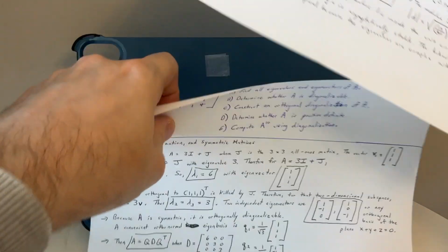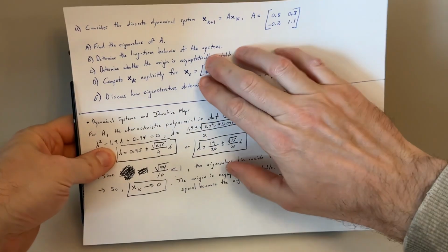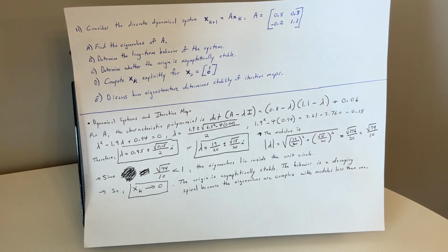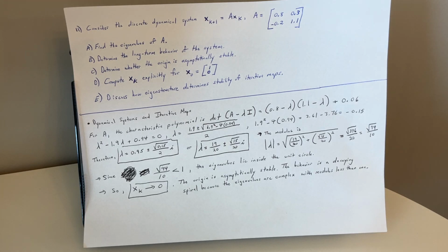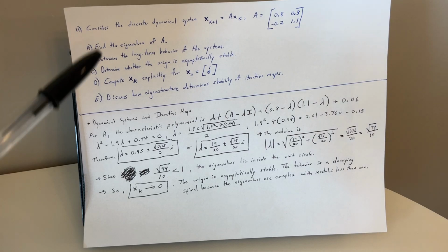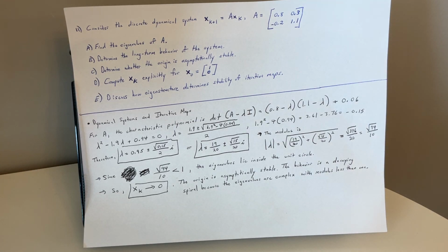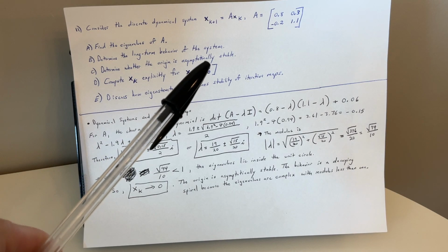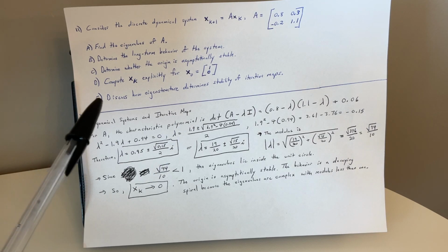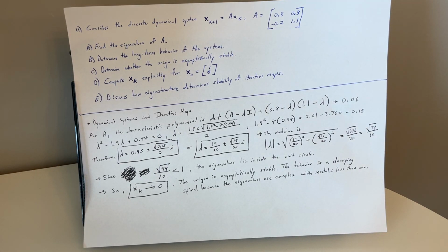Number 11. Okay, consider the discrete dynamical system x sub k plus 1 equals A x sub k, and our A is this matrix here, row 0.8, 0.3, row -0.2, 1.1. Find the eigenvalues of A, determine the long-term behavior of the system, determine whether the origin is asymptotically stable, compute x sub k explicitly for x naught equals the column (1, 0), and discuss how eigenstructure determines the stability of iterative maps.